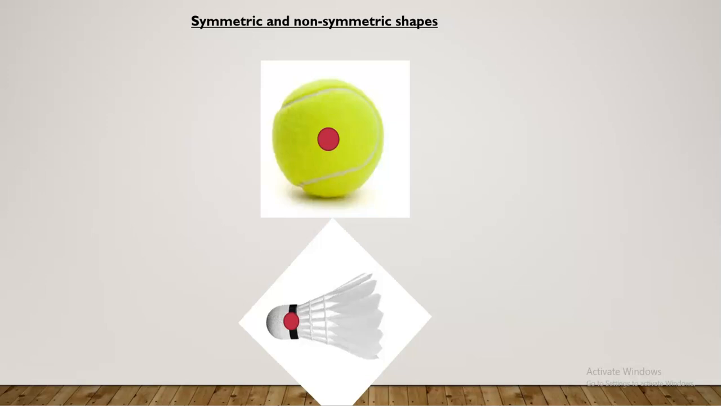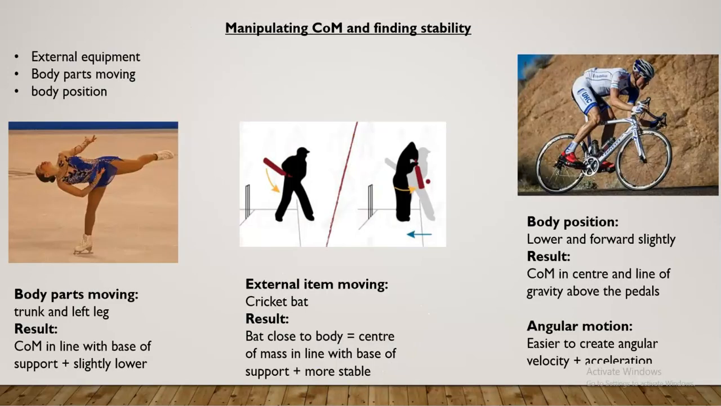So that's the difference between symmetric and non-symmetric shapes. Now, as I've said before, there are many ways in which a performer can manipulate their center of mass within their sport. These include changing their body position, such as squatting. Another way could be through adjusting limb position, such as raising an arm or sticking out a leg. Another way could be through the equipment sports people carry, such as a cricket bat.